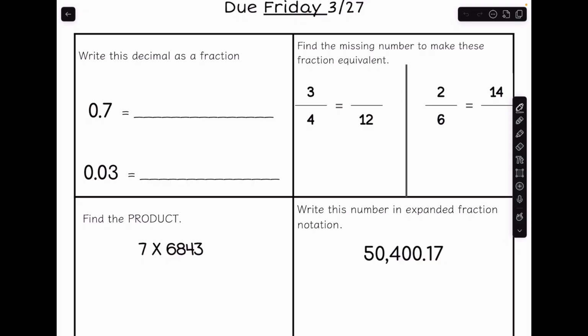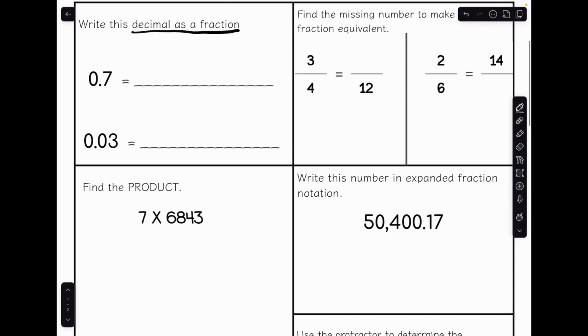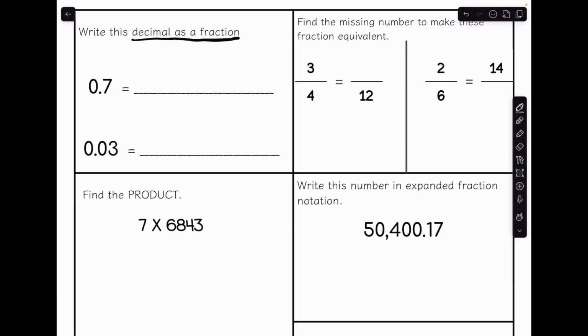First, we're going to write the decimal as a fraction. Whenever we look at this decimal, we know that our 7 is in our tenths place. So when we say this decimal, this is 7 tenths. So 7 tenths.